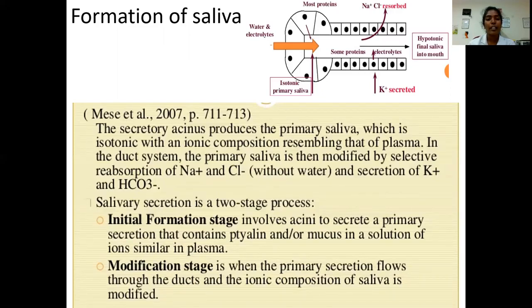The secretory acinus product, the primary saliva, is isotonic, with an ionic composition resembling that of plasma. In the duct system, the primary saliva is then modified by selective reabsorption of sodium and calcium without water, and secretion of potassium. Salivary secretion has two stages: the initial formation stage and the modification stage. The initial formation stage involves acini secreting primary secretion that contains mucus in a solution of ions similar to plasma. The modification stage is when the primary secretion flows through the duct and the ionic composition of saliva is modified.